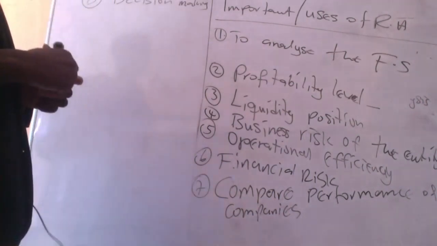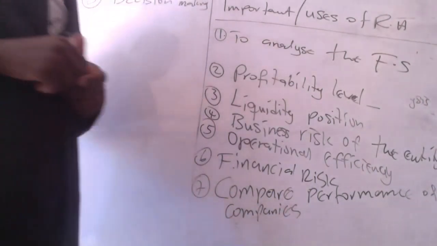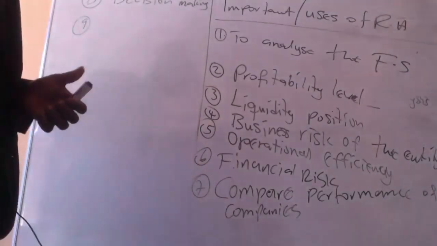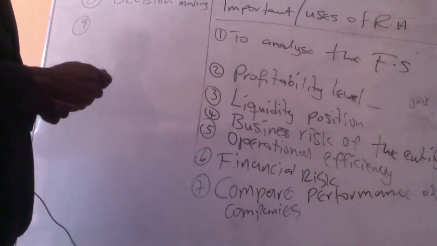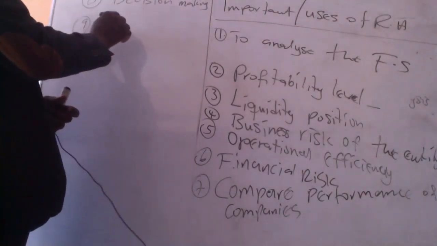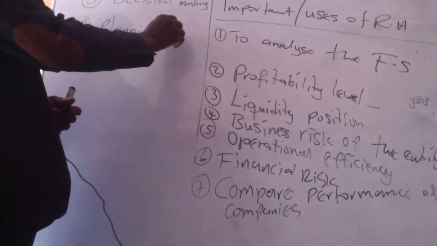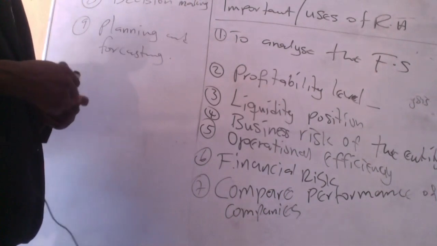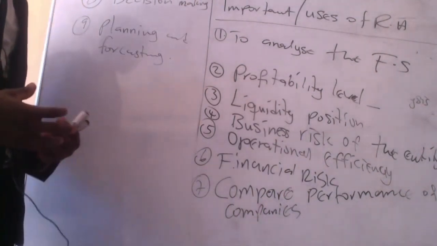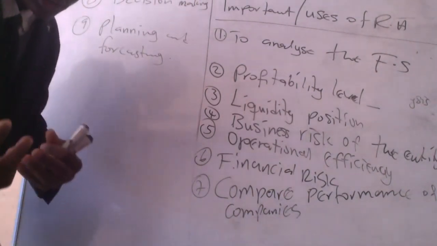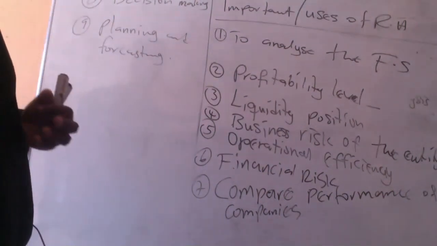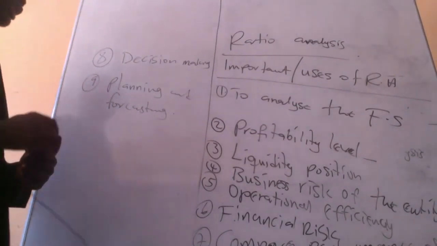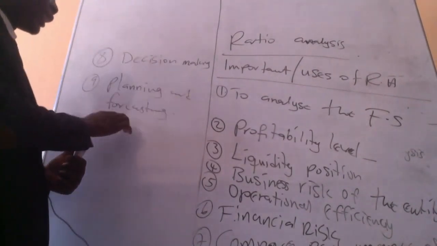Good. So that is it, decision making. Probably can also talk about planning and forecasting. Forecasting. So basically, these are the important uses of ratio analysis. Ratio analysis. Good. So for decision making, for planning and forecasting.